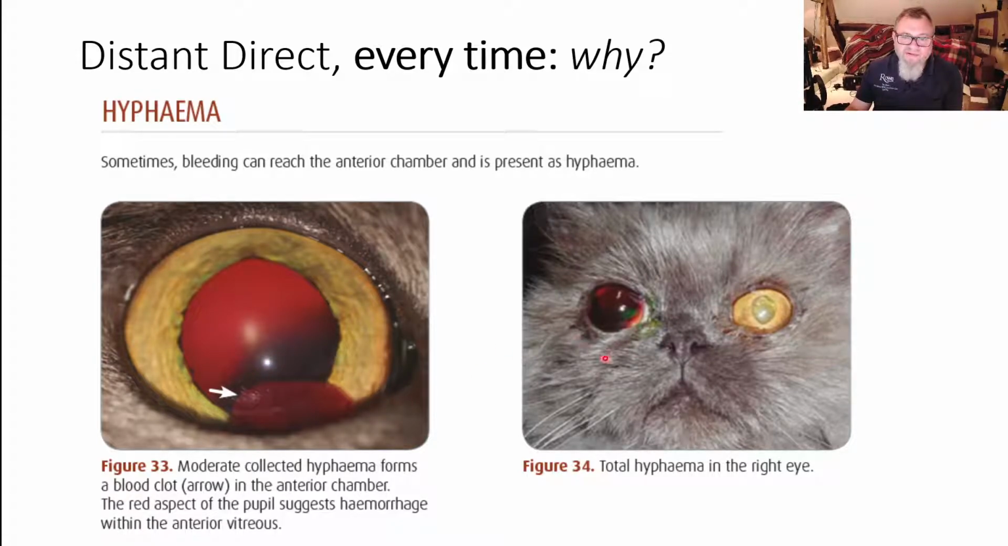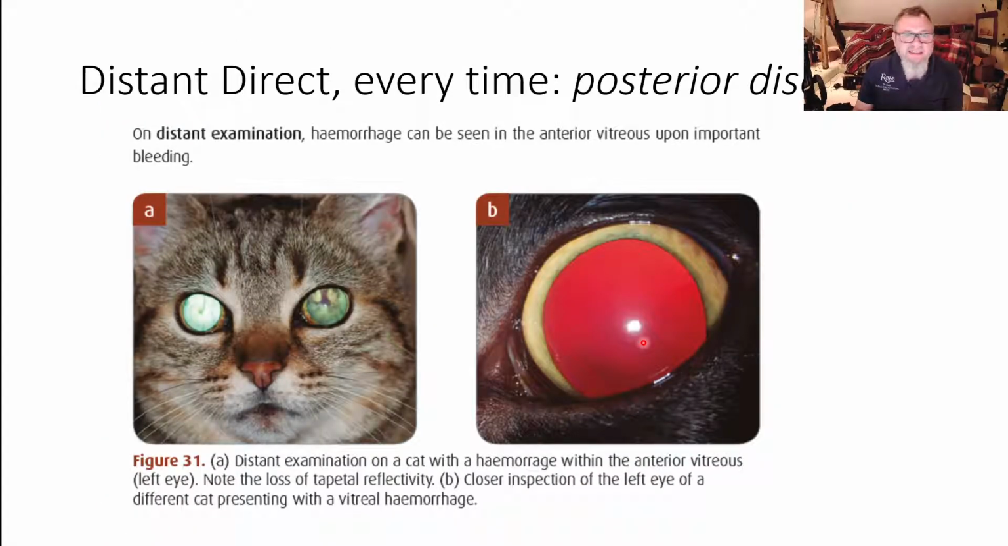Obviously, if it's total hyphemia, you don't need distant direct to see that. So it's another example of posterior change. There's no hyphemia in either of these patients, but there is either lots of bleeding in the vitreous with a total red out, a red reflex, or in this case we've got smaller amounts of hemorrhage. It's a very quick test, distant direct with our phones or ophthalmoscopes, and we should be able to see these changes.